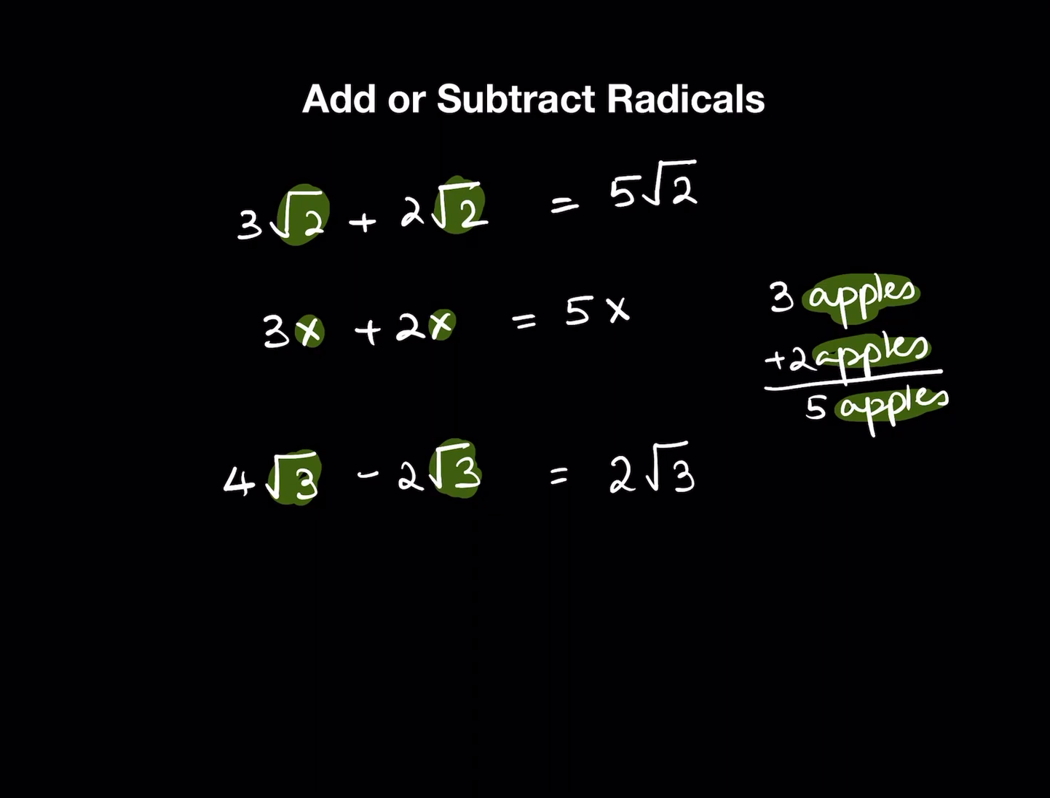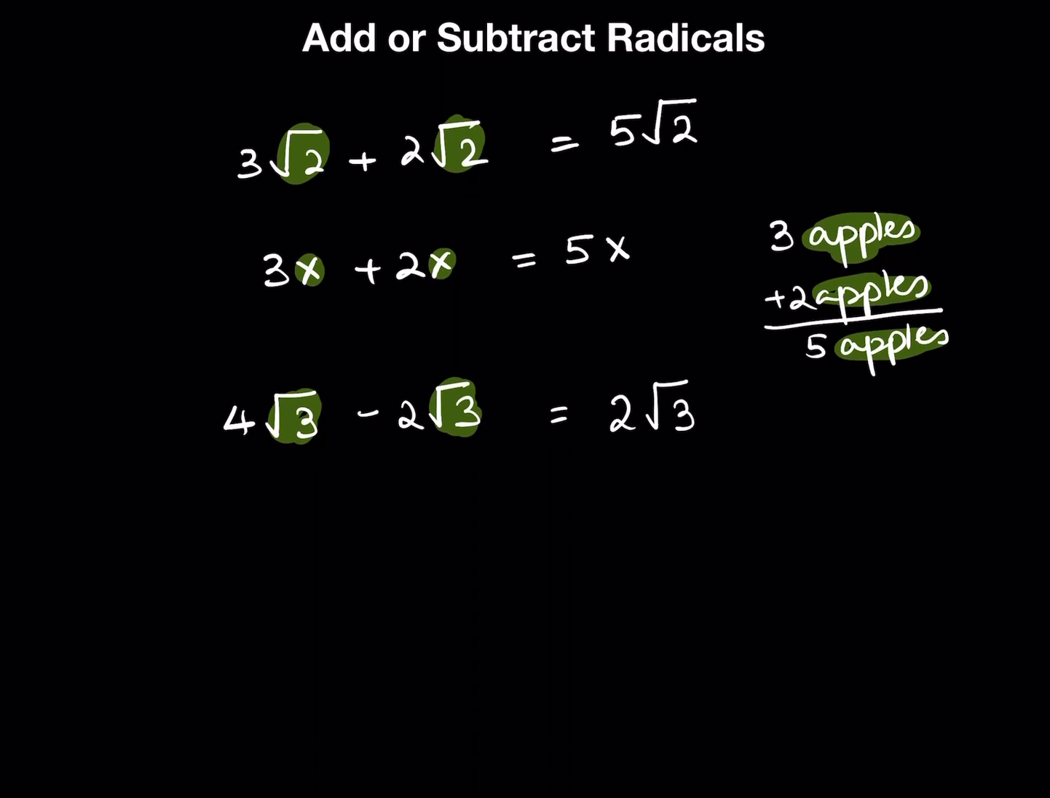And that's the answer. Let's see if we can do an addition and a subtraction as in the next example. I have 7 square root of 2 plus 9 square root of 2 minus 3 square root of 2. If I recognize that all of these have the same square root of 2 in them, then it becomes a matter of just adding and subtracting the coefficients. So 7 plus 9 gives me 16, minus 3 gives me 13. So that's 13, and then I put the square root of 2 beside it.